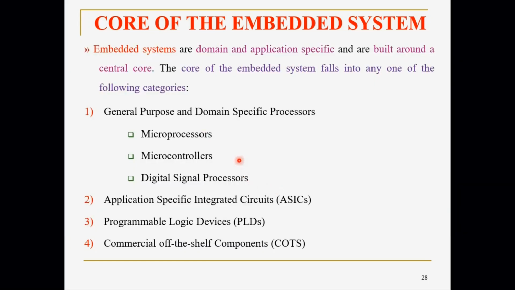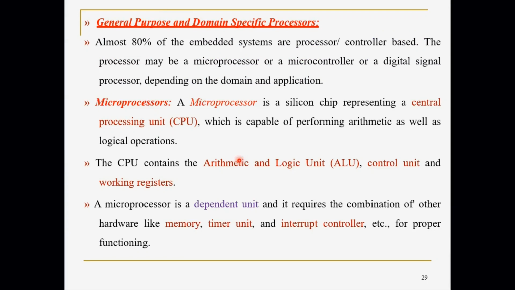Now we'll study one by one. I'm actually studying the core of this embedded system. There are four different categories which can be used as a core. We'll study everything one by one. So don't lose the concept of how the entire chapter is organized. The core now has four concepts to study. First, general purpose domain specific processors.